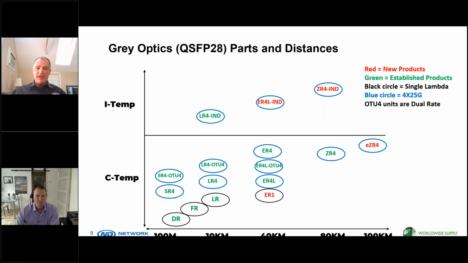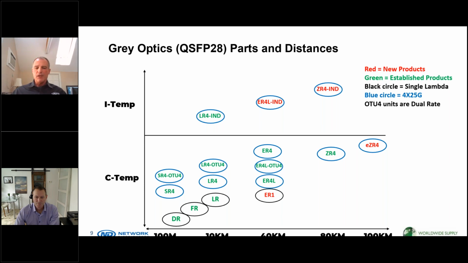Anything that is in black, which is on the bottom left-hand side, the DR through the ER1s, they are all single lambda. And that is a 1 times 100 gig. They are up and coming and starting to have more and more market share, especially with the hyperscalers and the data centers.